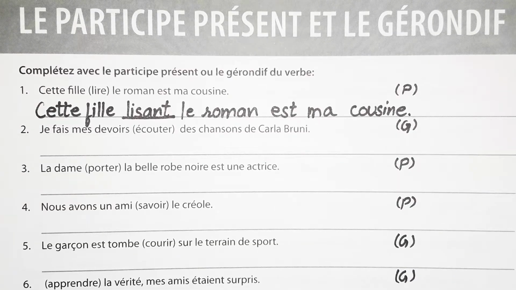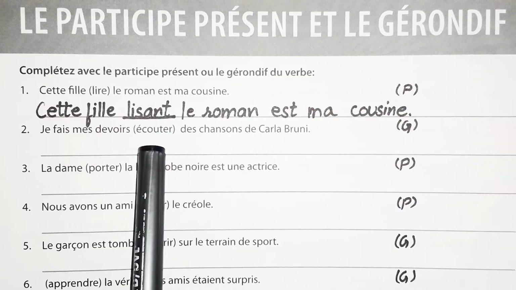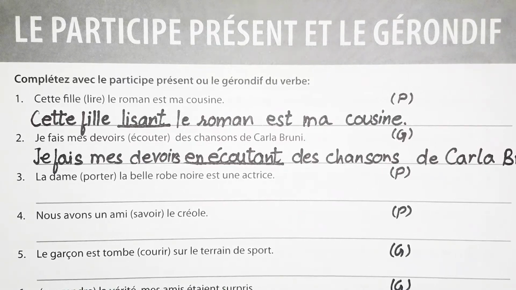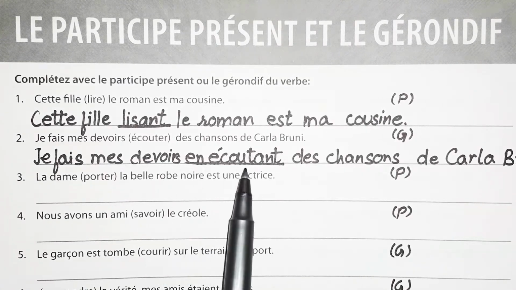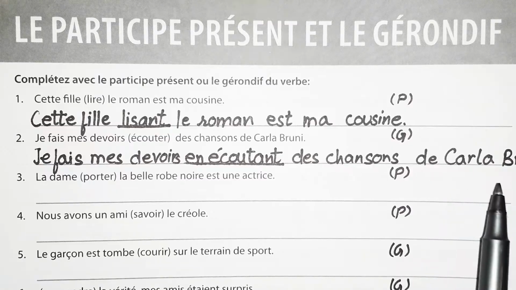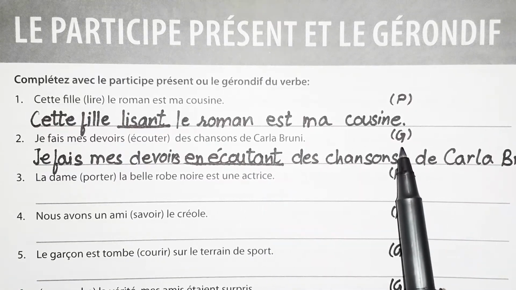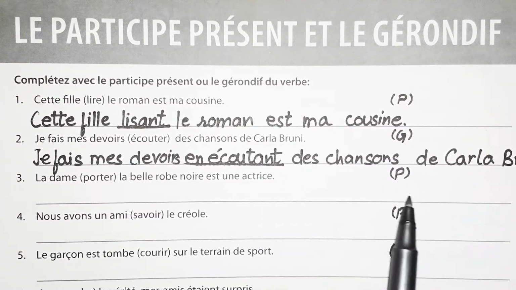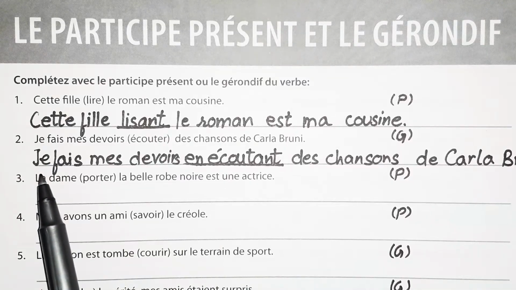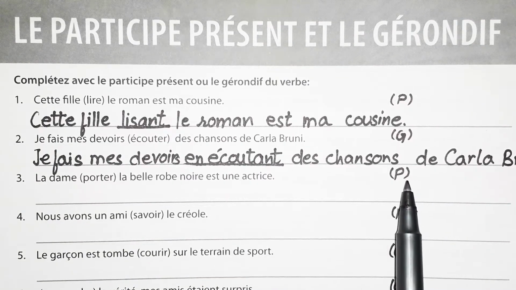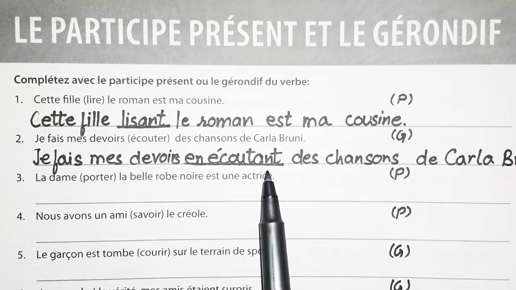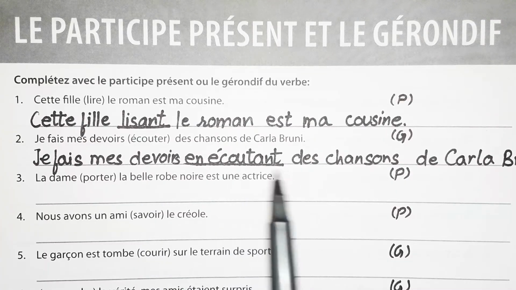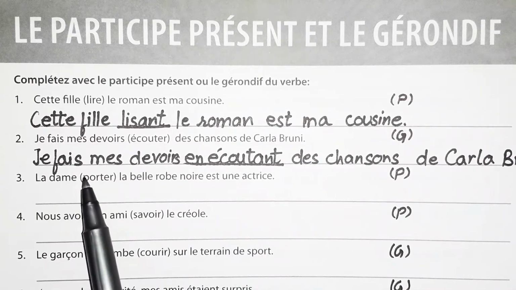Now let's come to the second sentence. Je fais mes devoirs. Now the verb is écouter des chansons de Carla Bruni. Now let's write it first. Je fais mes devoirs en écoutant des chansons de Carla Bruni. Now it is a sentence of gérondif case. I do my homework while listening to songs of Carla Bruni. Now both the actions are done by the subject je. Okay, I do both the actions simultaneously. I do my homework and I listen to the songs. Okay, so I told you whenever the same subject is given and two simultaneous actions are done by the same subject, then we use gérondif.